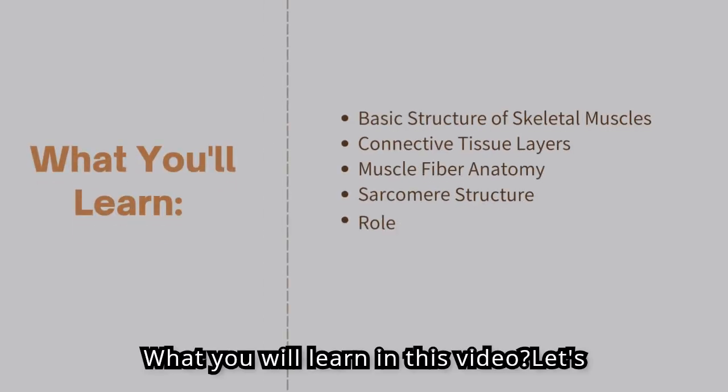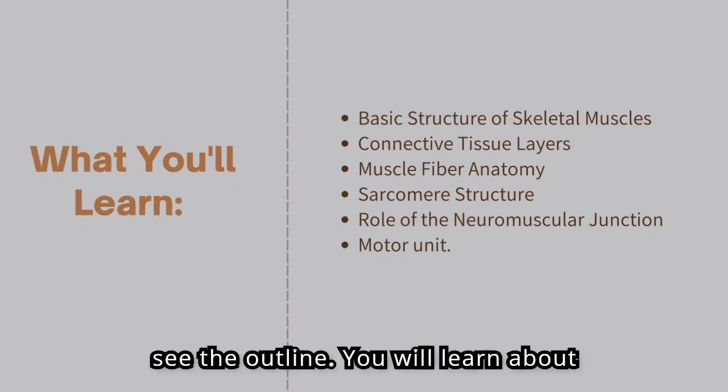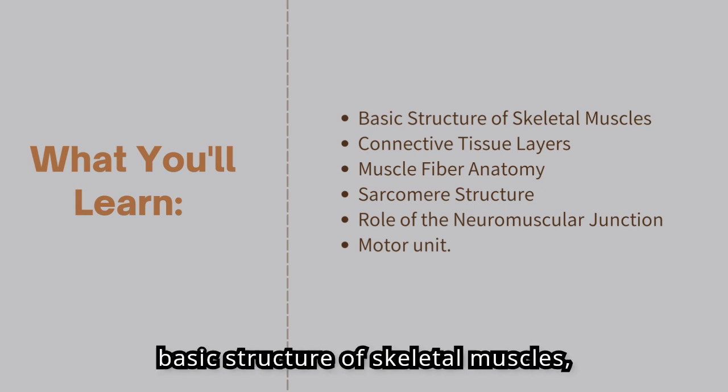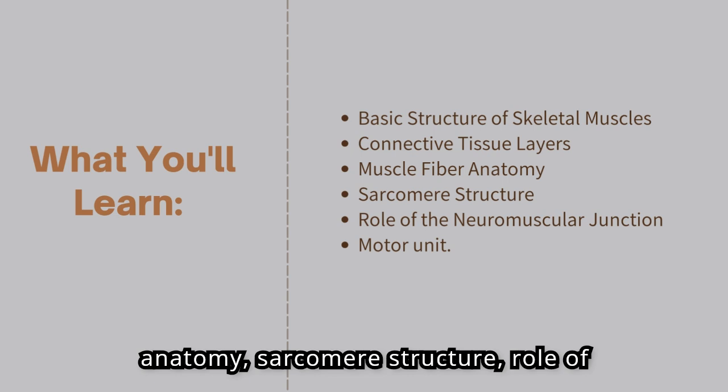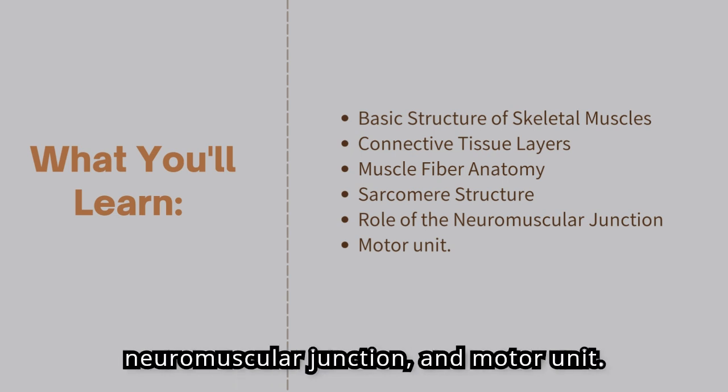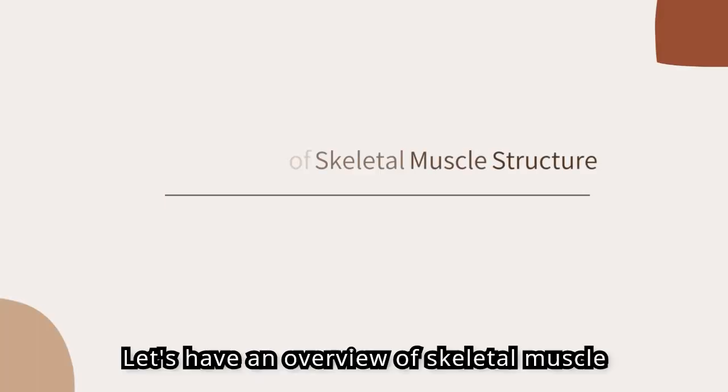What will you learn in this video? Let's see the outline. You will learn about basic structure of skeletal muscles, connective tissue layers, muscle fiber anatomy, sarcomere structure, role of neuromuscular junction, and motor unit. Let's have an overview of skeletal muscle structure.